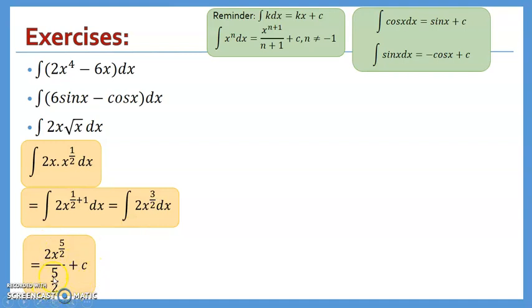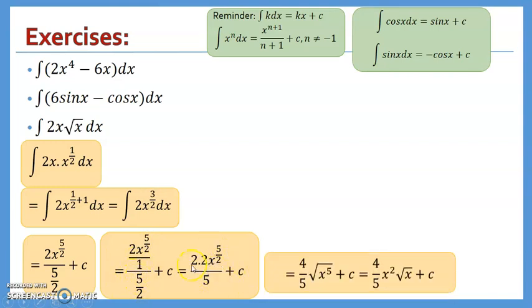Now we need to simplify it. So how do you simplify it? This becomes 2 over 5. Why? Because if you put the term in the numerator over 1 to be a fraction over 5 over 2, you know that you should multiply 2x power 5 over 2 times 2 over 1 times 5. So you get this form. Then 2 times 2 is 4.